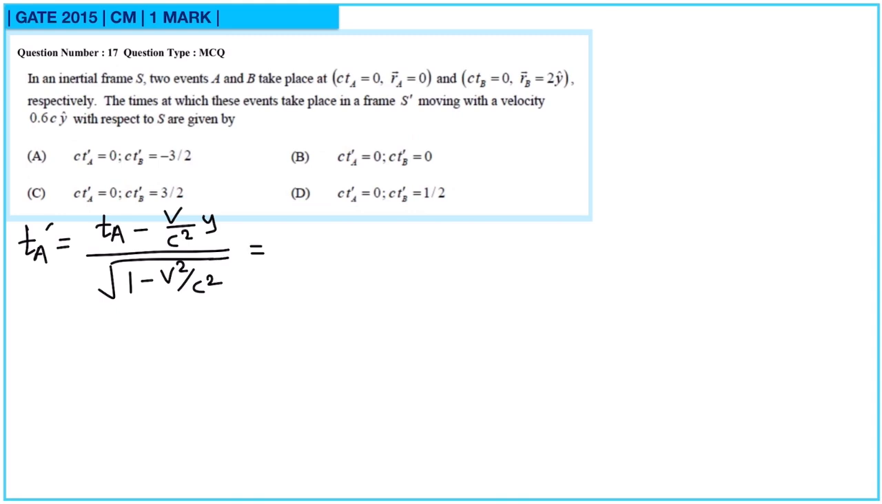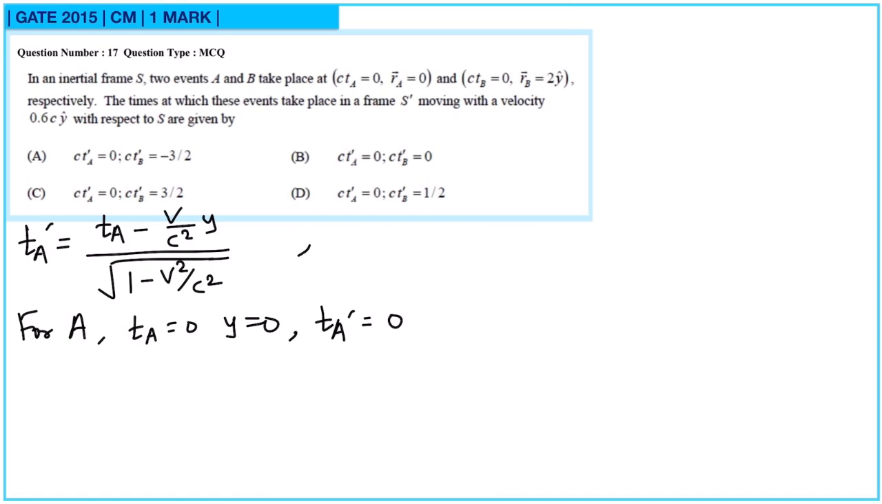Now for A, we have t_A is equal to 0 and y is also equal to 0. So this will be 0. We have two different events, so let us take event by event. For A, we have t_A is equal to 0 and y is equal to 0. So t_A dash will be equal to 0, because if we put t_A and y as 0, we will get 0.